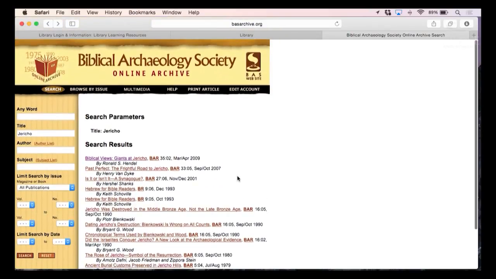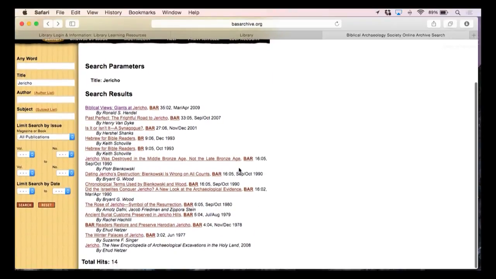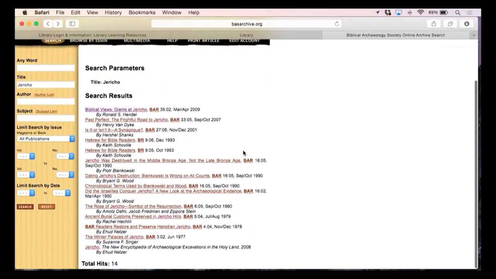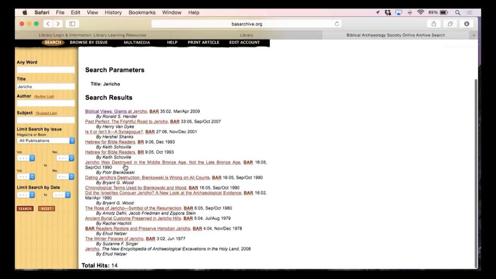And we see other articles here that mention Jericho. Some of them are not specific enough. Now here's one. Jericho was destroyed in the Middle Bronze Age, not the Late Bronze Age. So you see they're still arguing about date. Now you might think, why does that matter? Well, it matters to people who are looking to match archaeology to the Bible. Because the people who started biblical archaeology were actually trying to prove the Bible from archaeology.